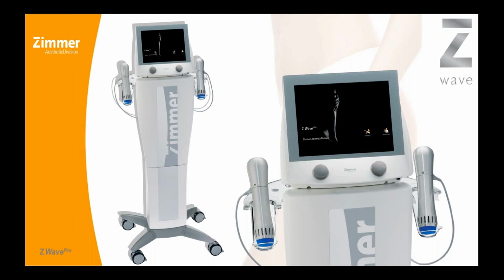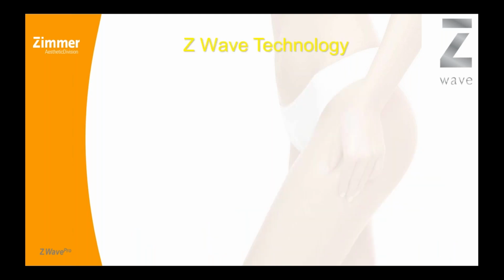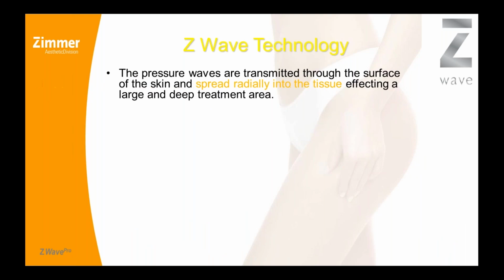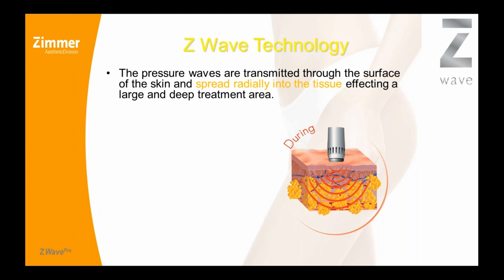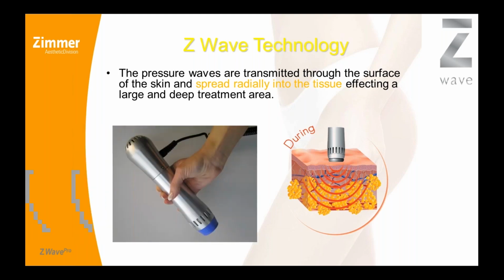And so here's our Z-Wave, very sleek, easy to roll, simple to use. There's no consumables, which is always great. And as you can see, each unit comes with 2 handpieces. With the Z-Wave technology, the pressure waves are transmitted through the surface of the skin and spread radially into the tissue, affecting a large and deep treatment area.